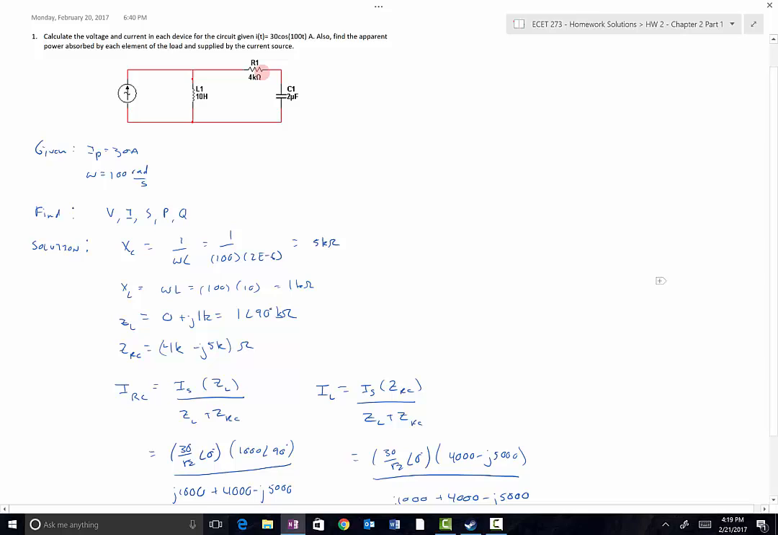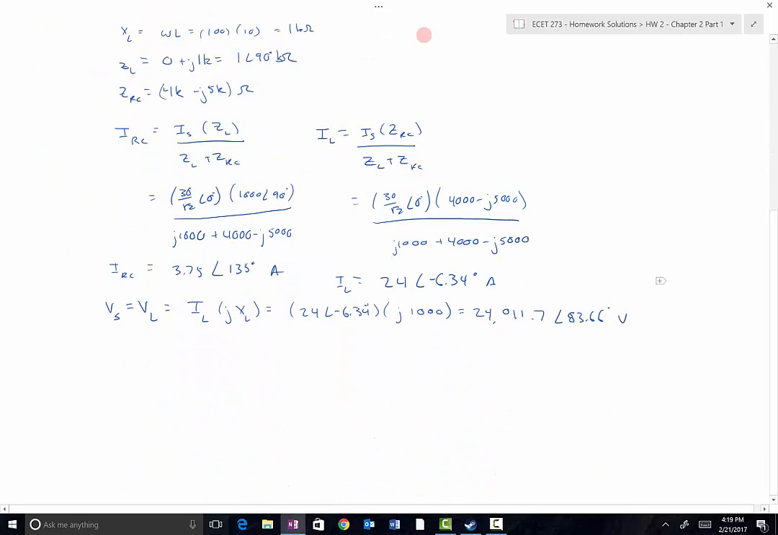Similarly, the voltage across this resistor is going to be the current times the resistance, and the voltage across this capacitor is going to be the current times the capacitive impedance. So VR is equal to IR times R, which is the current 3.75 at an angle of 135 degrees, multiplied by R, which was 4,000 ohms, and we get 1500 at an angle of 135 degrees volts for the voltage drop across that resistor.